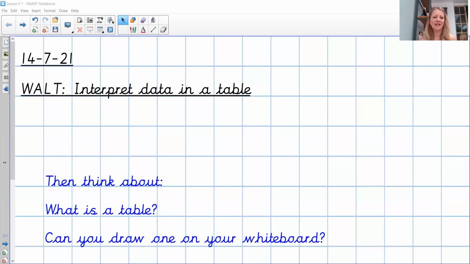Okay, there's the screen. So if you'd like to do today's date and the WALT, our last maths lesson before we come back to school tomorrow. So the WALT today is to interpret data in a table. So you've been constructing bar charts and pictograms and interpreting the information from them. And today we are looking at tables. So just pause the recording while you do the date and WALT.